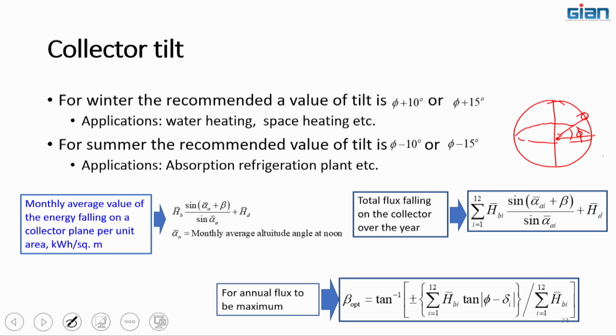For finding the monthly average values of energy falling on the collector plates per unit area, we can use this expression, and this is the monthly average altitude angle at noon. So you can find this flux, which is represented here. In order to find this, we differentiate with respect to beta and set it equal to 0, and then find beta optimum. So beta optimum will be something like this. We will solve one problem in the next tutorial session, then things will be clear to you.